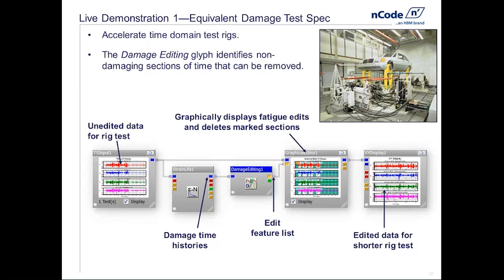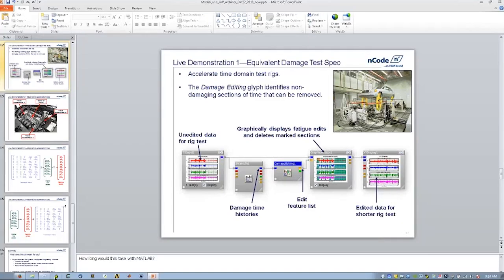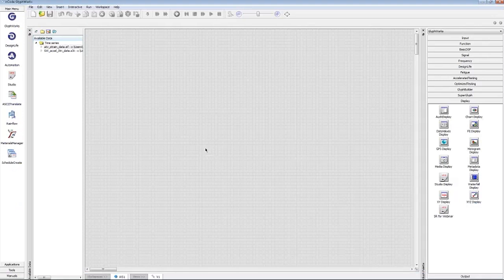So I'm going to jump over into the nCode software real quick, and I am using a software from nCode called GlyphWorks, and this is what the GlyphWorks environment looks like. On the left here, we can see what is called the available data window, and in it we can see a couple of data files. Okay, any file that GlyphWorks recognizes, and I talked earlier, there's 38 different formats that we recognize.